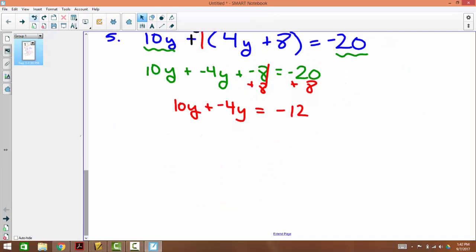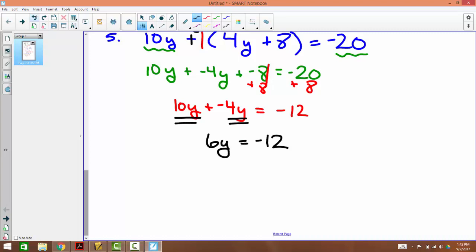And then your y's are on the same side of the equation. They can go together. 6y equals negative 12. And finally, you want to isolate the y through division, so y would equal negative 2.